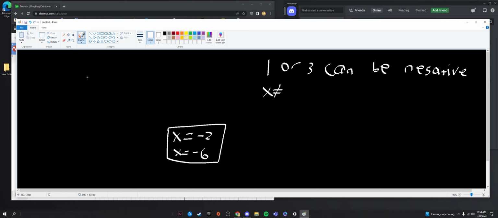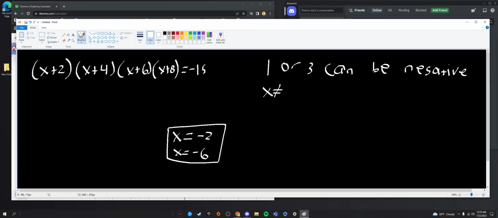If you notice, with the last one we did all odd numbers, 1, 3, 5, 7, those were all odd, so we're gonna do all evens now. So we're gonna have x plus 2 times x plus 4 times x plus 6 times x plus 8. And once again, I guess we'll have this equal to negative 15. Skipping the step of moving 15 to the other side, because I don't want to have to rewrite the whole thing.